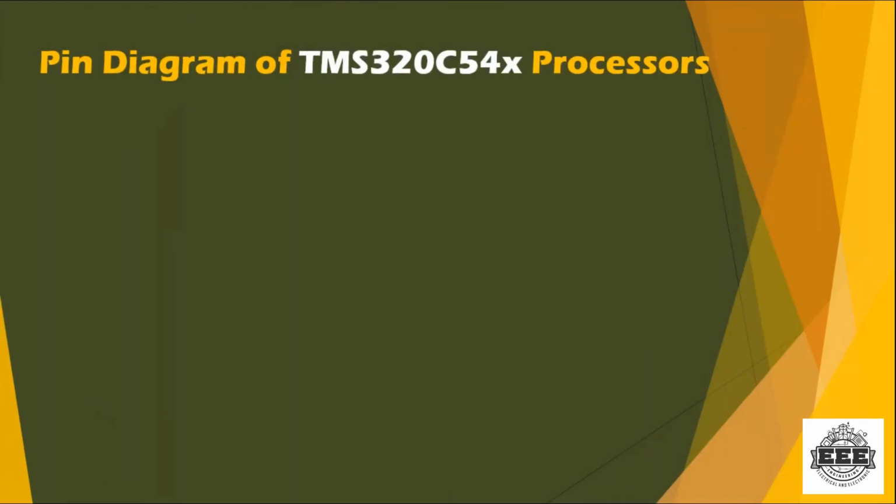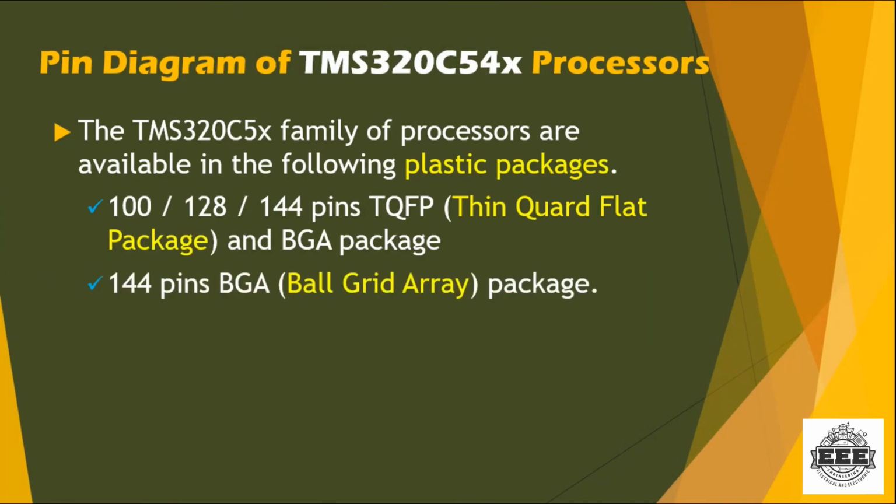Then we are going to see the pin diagram of the TMS320C54x processor. In the market, two types of packages are available. One is the thin quad flat package, and the other is the ball grid array. So these are the two types of 5x processor available in the market. The TQFP packages are available in 100 pin, 128 pin and 144 pin, whereas the ball grid array is available only in 144 pins.